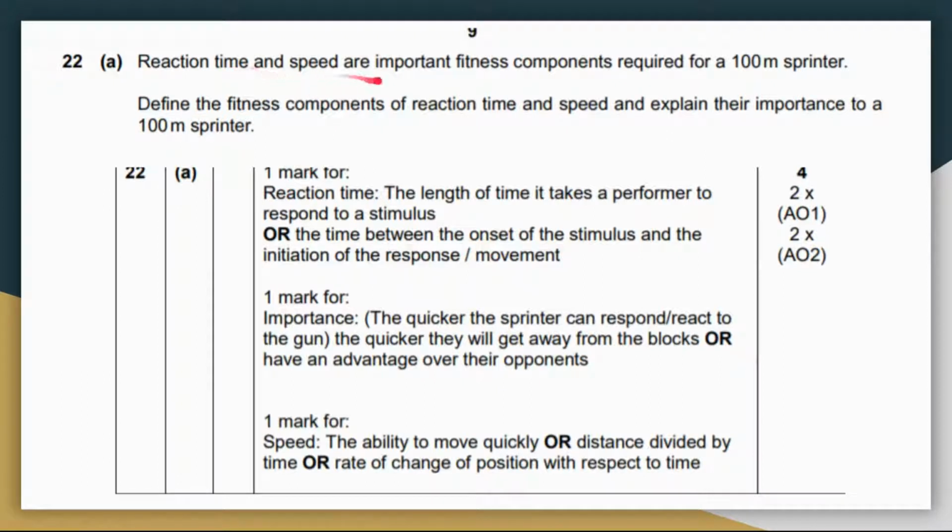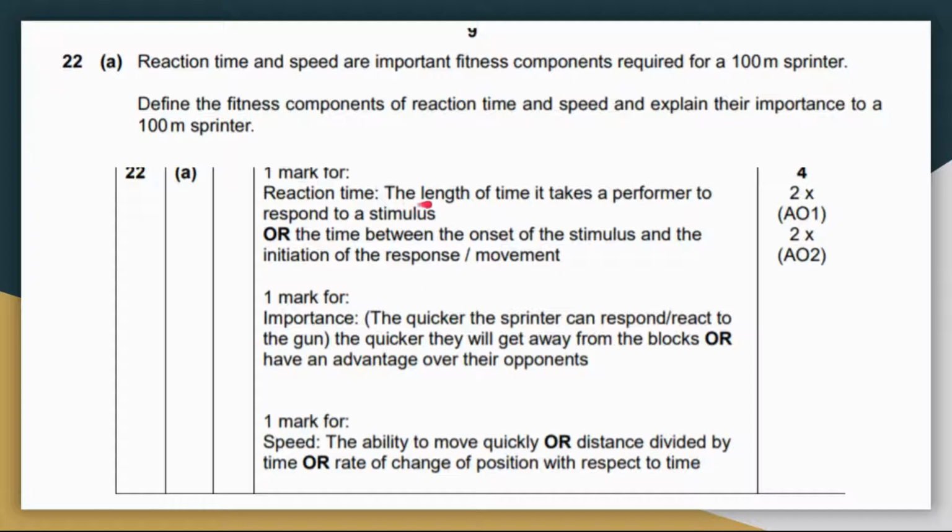Reaction time and speed are important fitness components required for a 100-meter sprinter. Define the fitness components of reaction time and speed and explain their importance to a 100-meter sprinter. So it's 4 marks. So we get 1 mark, for example, defining reaction time, and then we get 1 mark for explaining its importance, and then the same for speed as well.